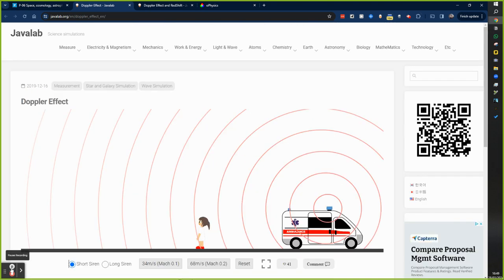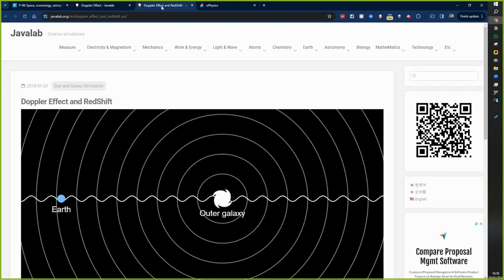Right, all right. So hopefully, in the video, what the animation was trying to show was that as the ambulance was approaching the person, the waves were bunched up, and it was producing this high pitched sound because the waves were bunched up. Whereas as the ambulance was moving away from the person, they were stretched out, and so it produced a low pitched sound.